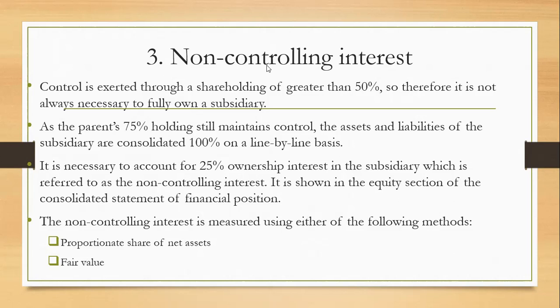So you have bought, for example, the total assets, say it is 500 kwacha, and you have bought 75% of the shares in there. If you're actually using proportionate share of net assets, it will be 500 times 75%. Let me just explain this principle properly.